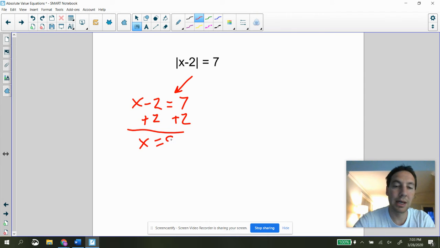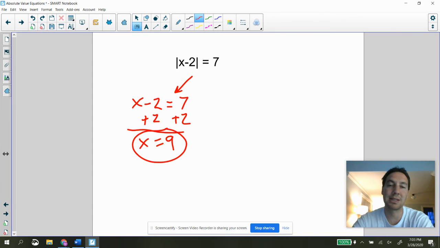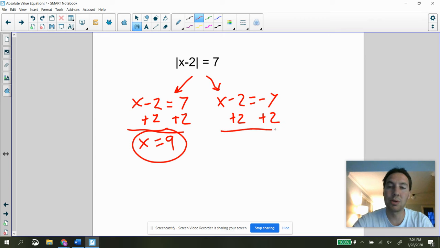Add 2, x equals 9. Let's plug that in. Does that make sense? 9 minus 2, that's 7. But wait a second. We said that it's going to have two answers. It's because x minus 2 could also equal -7, right? So let's solve this one. Plus 2, plus 2, x equals -5.